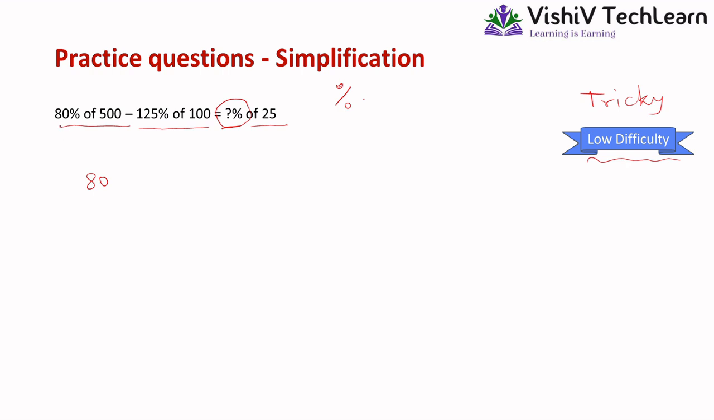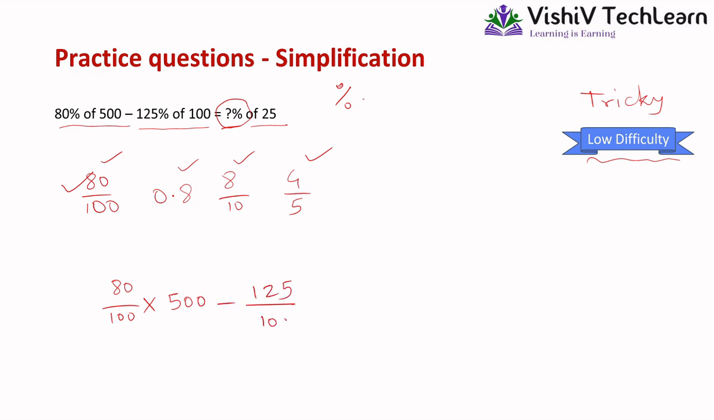80%. Now when we say percent, 80%, we can represent it as 80 upon 100, or we can represent it as 0.80, or we can represent it as 8 by 10, or maybe 4 by 5. Whichever way you find suitable, you can use it and start solving the question. Okay, so we will use the first one, which is the simplest one. So 80 upon 100, of says multiplication, and then 500 we can write, minus 125% into 100, of says multiplication, is equals to, now question mark percent is given.